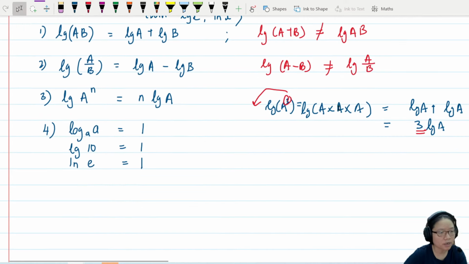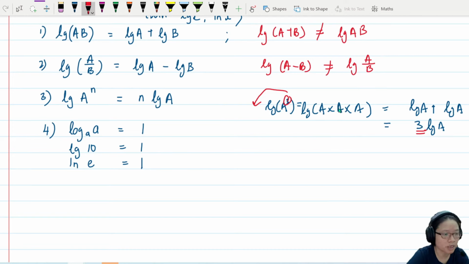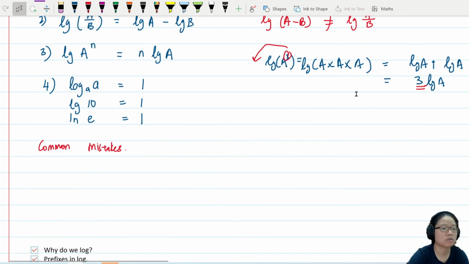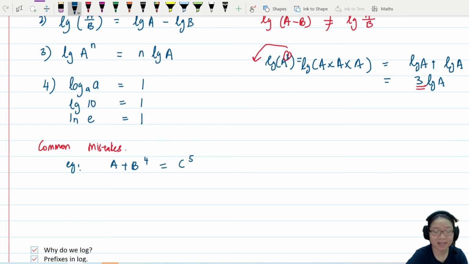I think I'll just write this in red. So other common mistakes include, let's say, for example, you have an equation that looks like this, because sometimes I see certain things, I don't know what is going on. So for example, let's think about A plus B power 4 is equal to C power 5, and then you log both sides, and then you write like that.